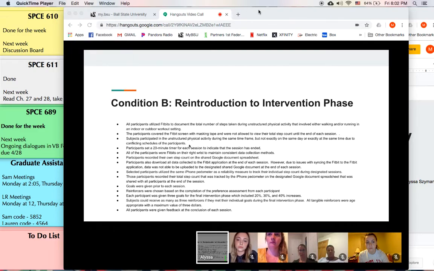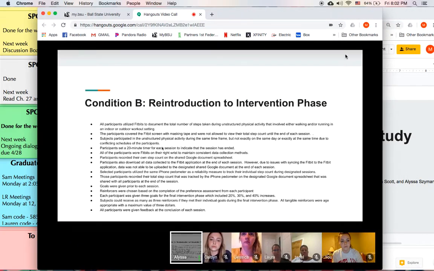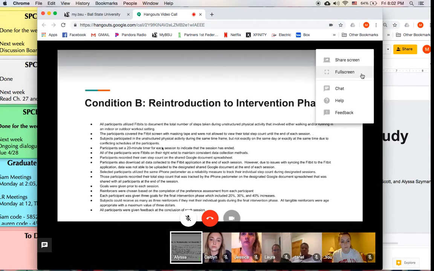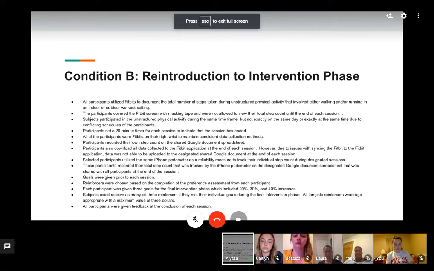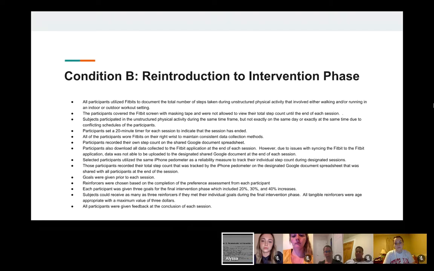Again, we didn't complete this on the same day or time, but definitely during the same time frame. We used a timer again for each session and wore our Fitbits on the right wrist to maintain consistent data collection. We immediately uploaded our data to the Google document spreadsheet.